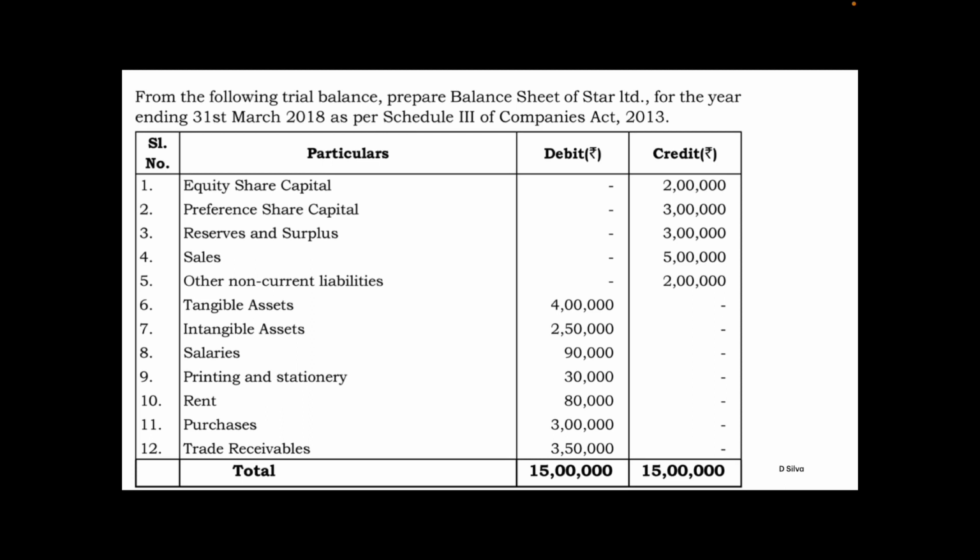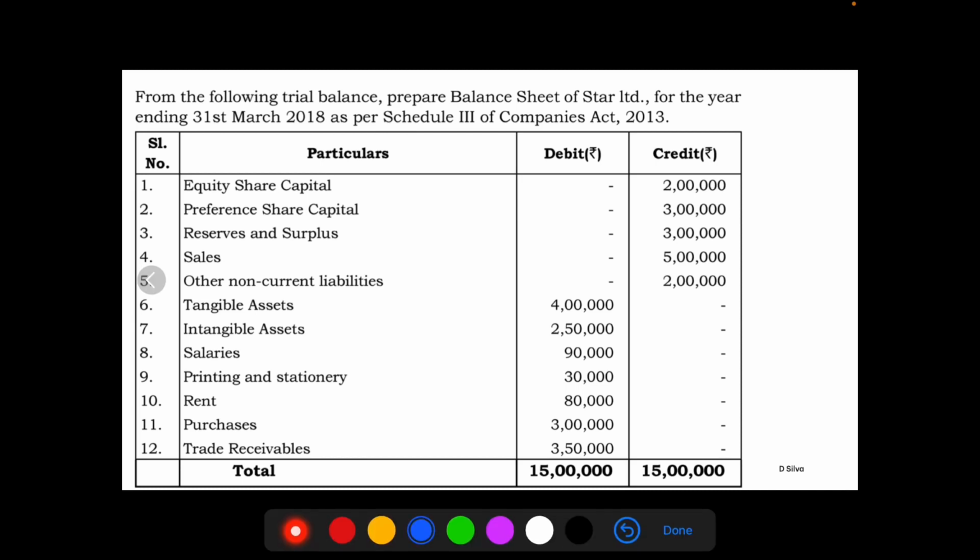Equity share capital, preference share capital, reserves and surplus, sales, other non-current liabilities, tangible assets, intangible assets, salaries, printing and stationery, rent, purchases, trade receivables. And the total of debit and credit is 15 lakhs. So students, this time they have given us a trial balance. And from the trial balance, we need to prepare the balance sheet of Star Limited for the year ending 31st March 2018.